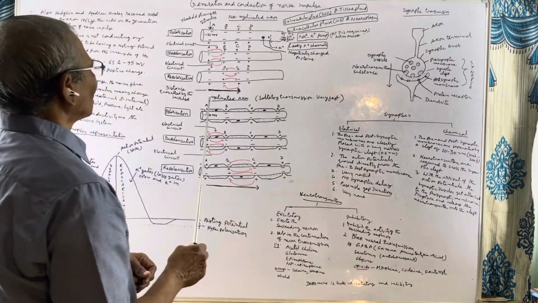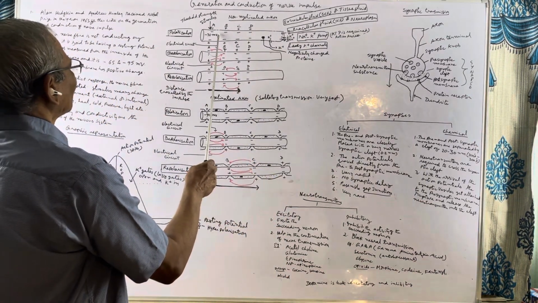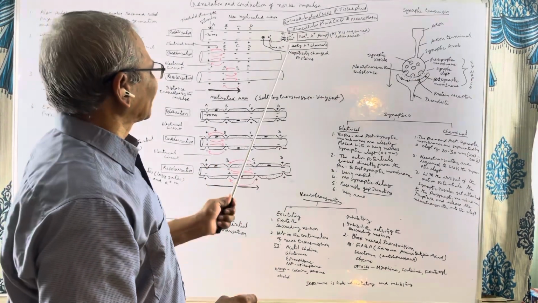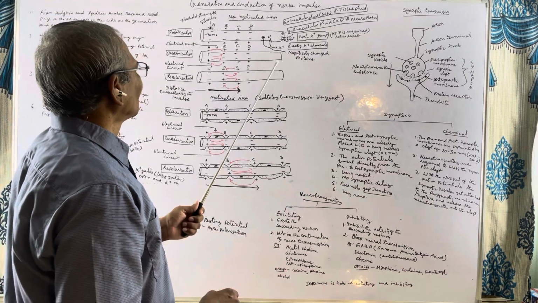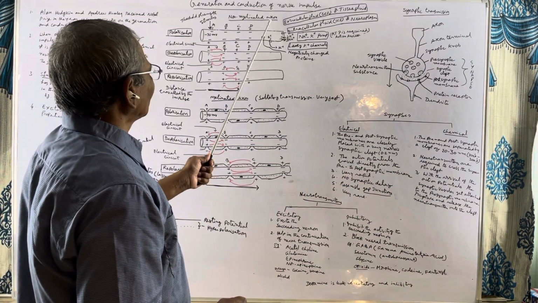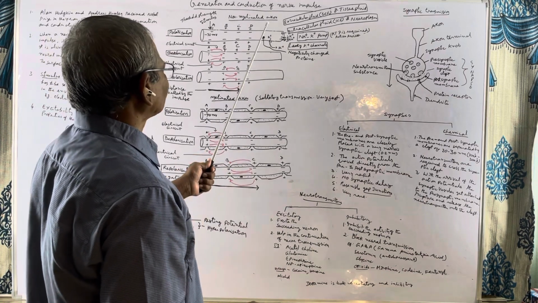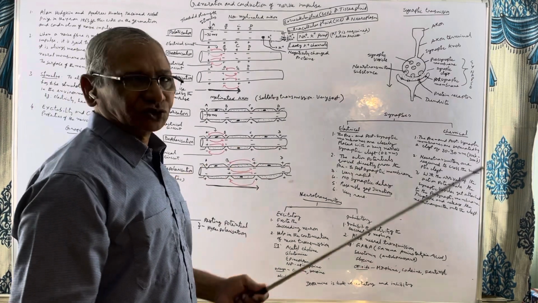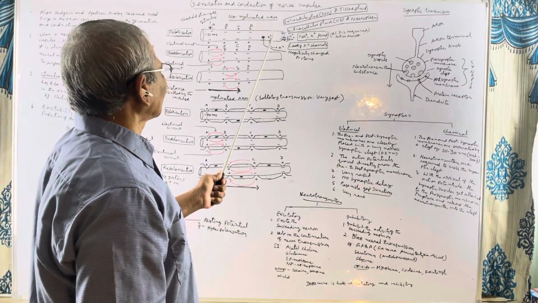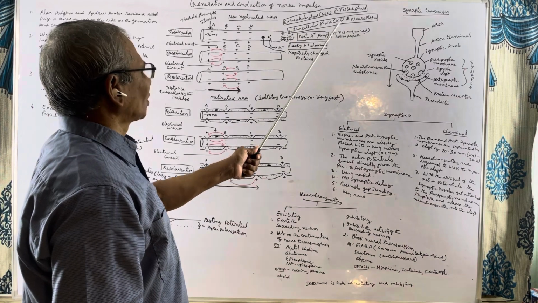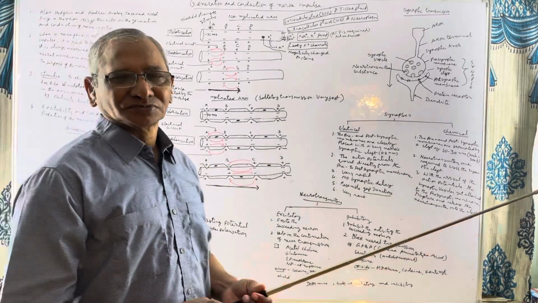Then, how is this polarity maintained? There are three reasons. The fluid surrounding the axon or nerve is known as extracellular fluid or tissue fluid. Inside the axon, there is a fluid known as intracellular fluid or neuroplasm.